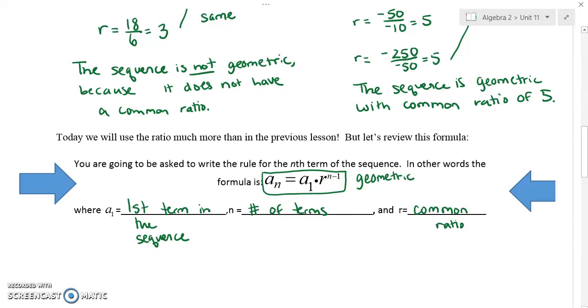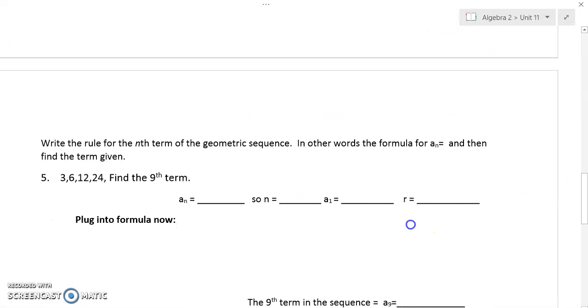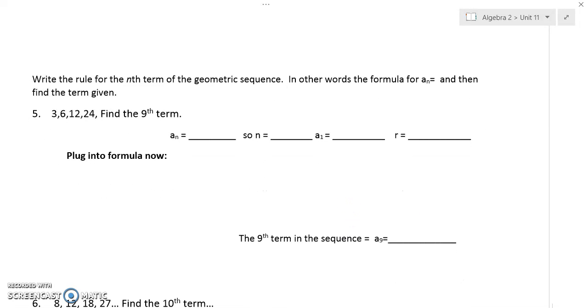Okay? All right, so let's go to the other page. Let's use some of these. It says write the rule for the nth term of the geometric sequence, in other words, the formula for a_n, and then find the term given.